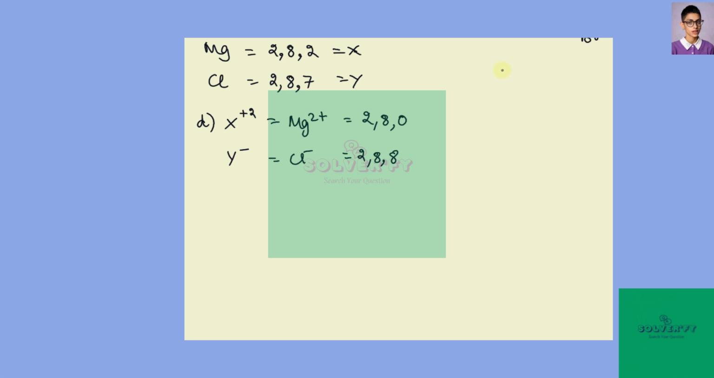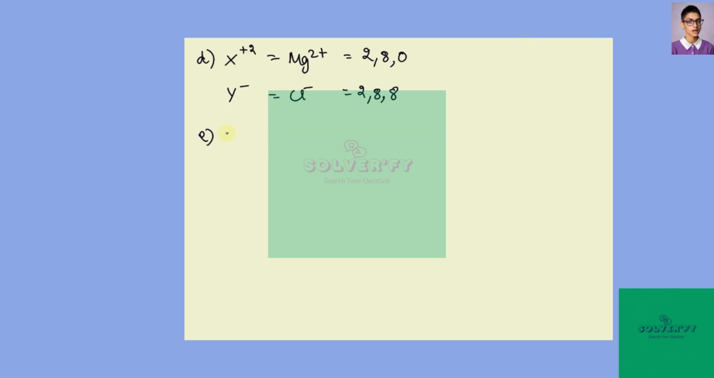Now let's move to the fifth question. In the fifth question we have to compare the configurations of the ions to the noble gases. So the noble gases are helium, neon, argon, krypton, xenon and radon. If we look at their configurations, helium is 2, neon is 2, 8, argon is 2, 8, 8. So we have to compare the configurations of the ions with the noble gases.